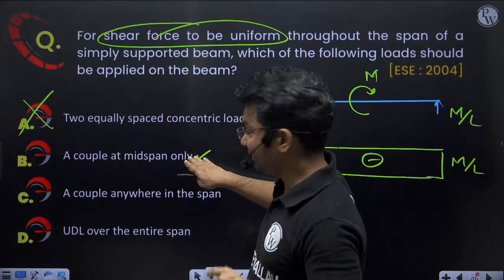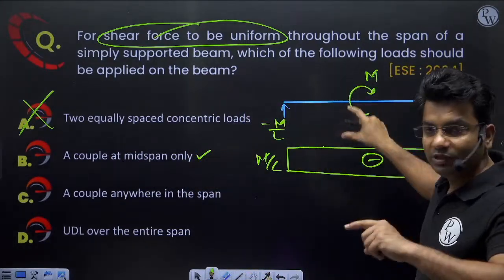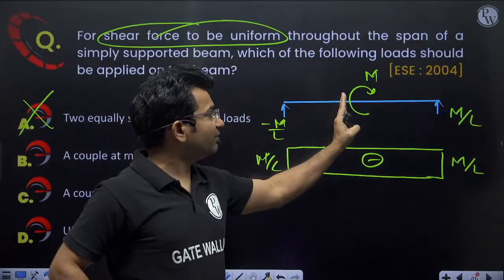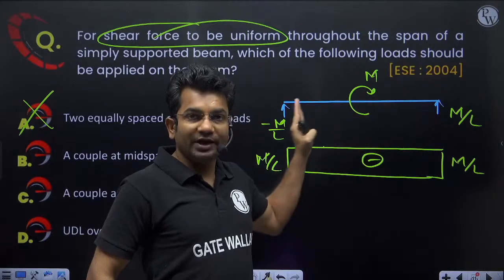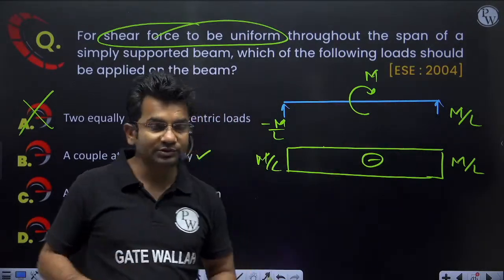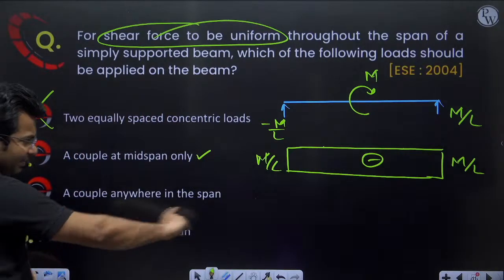Couple at midspan only means if the couple is acting at midspan, then only I will be getting shear force as uniform. Otherwise, if I move this couple or if I apply this couple somewhere else in the beam, then I will not be getting uniform shear force. But let's move on to the option C, a couple anywhere in the span.